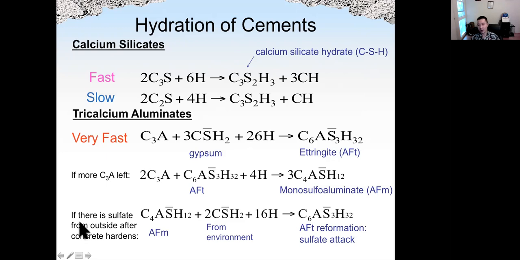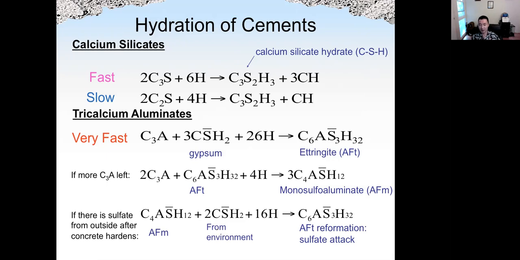Now we talk about type 2 and type 5 cement. They are called sulfate resistant cement. But what is sulfate attack? If there is sulfate from the environment, such as the soil or groundwater, the sulfate in the form of gypsum will react with AFm, which is monosulfoaluminate, one of the potential products of C3A, and it will generate ettringite again. AFt is ettringite. This chemical reaction will cause expansion of concrete.